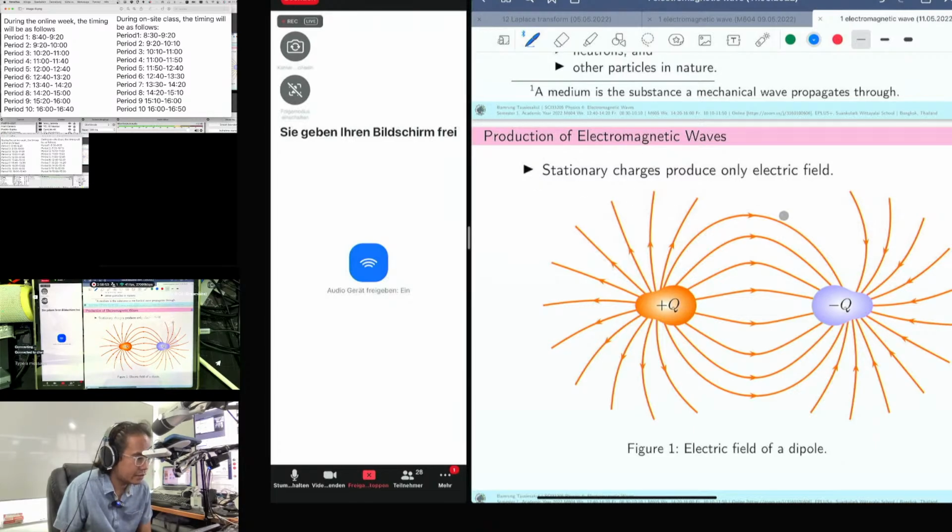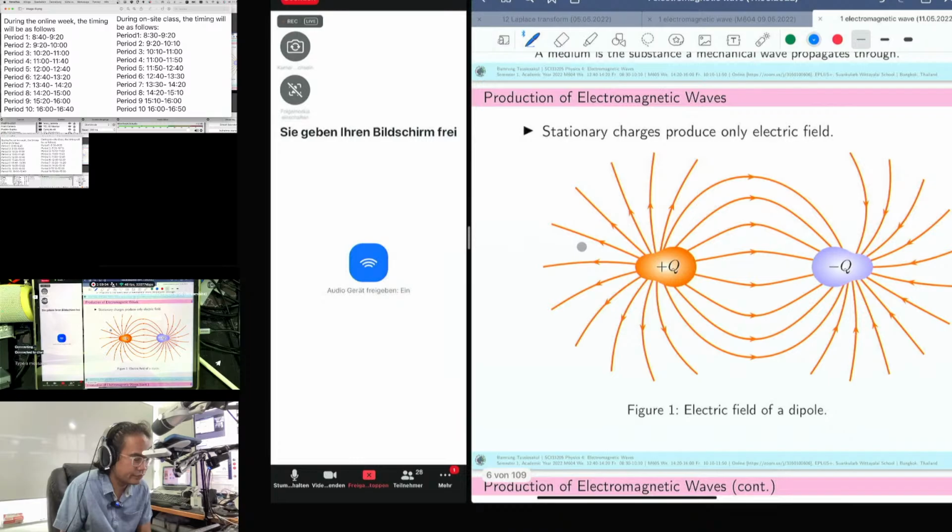We need to start from a very basic background in electricity. Okay, you know that if we have a positive charge and another negative charge area, there will be an electric field, right? That starts from a positive charge area to the negative charge area.